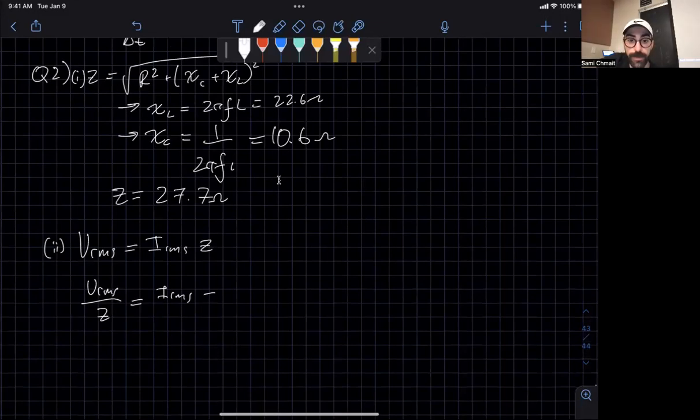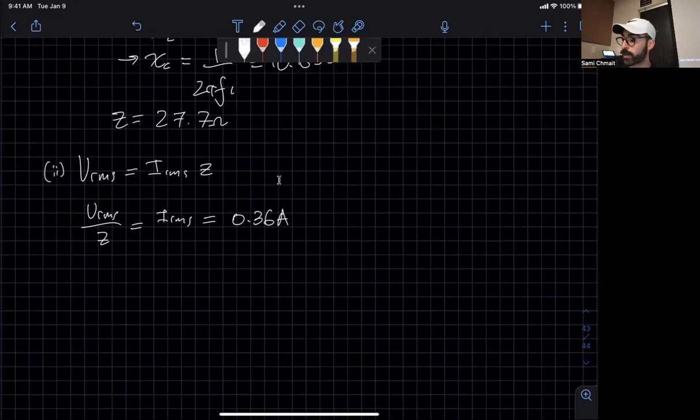And IRMS is going to be equal to 0.36 amps. And now kind of the fun part is you've got to plug everything in to solve for the RMS values across each of these circuit elements. So this is what we're going to call part 3.